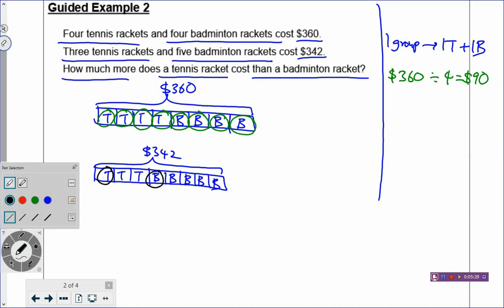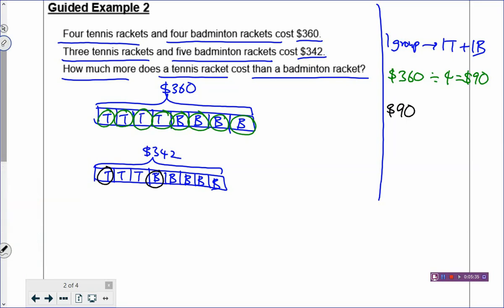So how much would that be? That will be $90, right? Because your one group is $90, correct? Okay, now let's circle another one more group. 1 tennis and 1 badminton. So you have another 90. Alright, and then another one more group. So you have now 3 groups already.